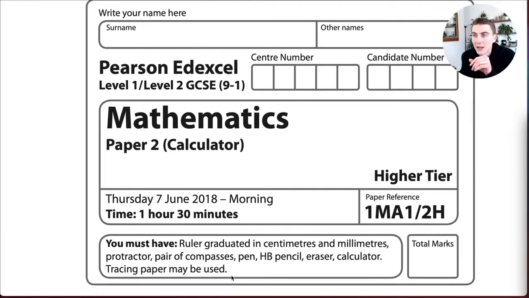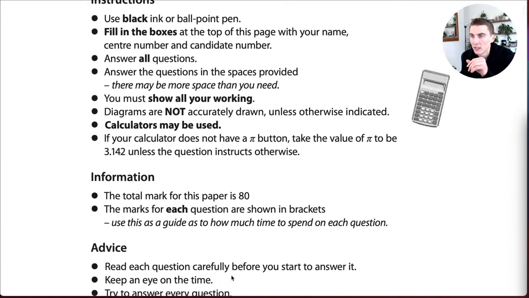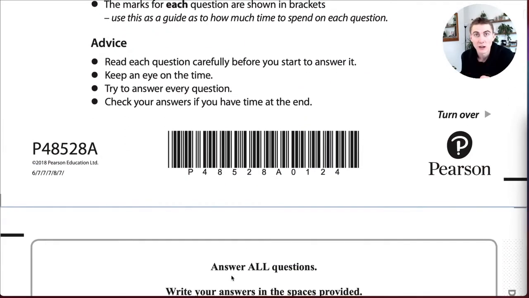So the plan today is basically to go through this entire paper as I would if I was doing it, and I'll explain my reasoning and my thoughts behind each question, but I'm not going to explain the entire topic of each question because that would just take forever. So yeah, with that out of the way, we'll get started. If you have any questions and you're watching it live, then do let us know.